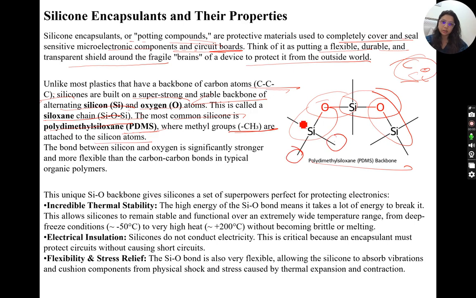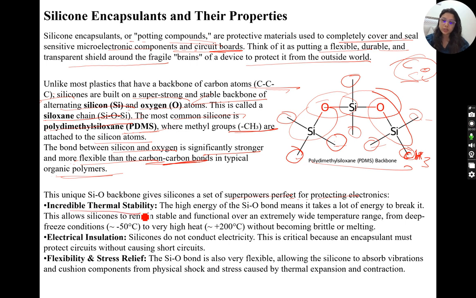So there are methyl groups here. If you look at this, these are methyl groups, so they are not simple lines. Here it's CH3, and this CH3 is present at every point like this. And the bond between silicon and oxygen is significantly stronger and more flexible than the carbon-carbon bond in typical organic polymers. So these bonds are much stronger, and because of these stronger and different bonds, the properties of these silicones give a set of superpowers perfect for protecting electronics.